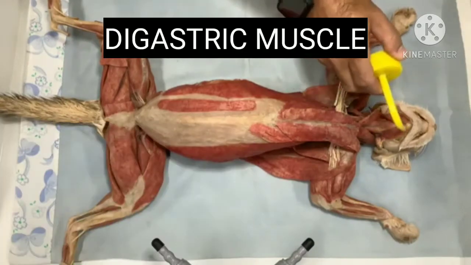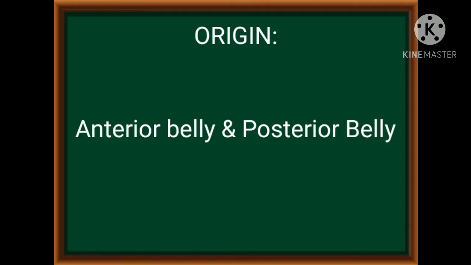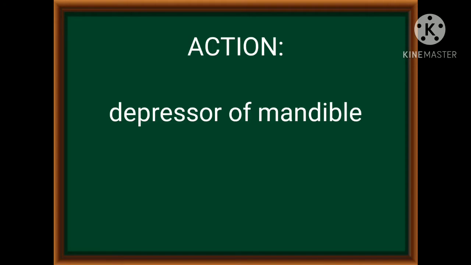Now, let's begin with the digastric muscle. This is the digastric muscle, and now let's go to the OIA. Anterior belly and posterior belly. Mandible. Depressor of mandible.